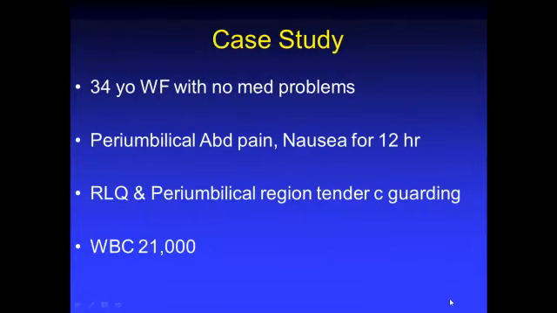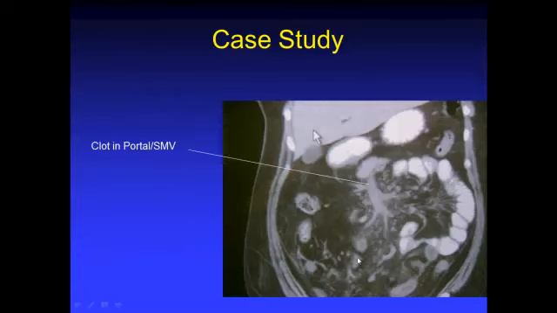Here's a case study, a patient I dealt with a number of years ago now, a 34-year-old white female with no history of medical problems, but was on oral birth control pills, came in with complaints of approximately 12 hours of periumbilical abdominal pain and nausea. She also had, on examination, tenderness with guarding in the right lower quadrant and the periumbilical region. She did have a significant leukocytosis.